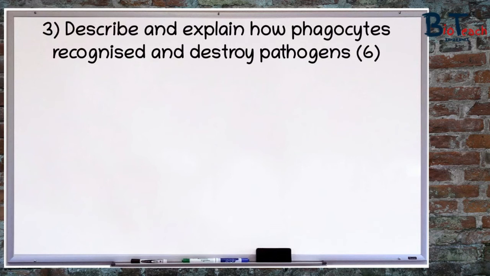Finally, there's a 6-marker question on phagocytosis. It says, describe and explain how phagocytes are recognized and how they destroy pathogens. So in this particular one, we're saying what happens and how it happens. So please pause the video now to give this question a go.